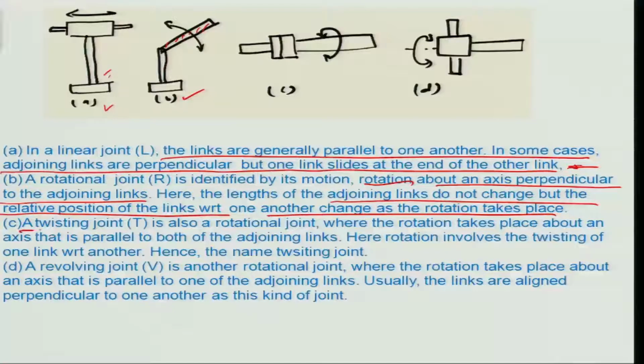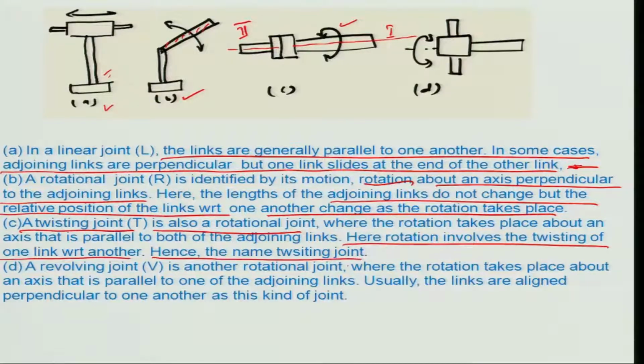Obviously, there is also a twisting joint T, which is also a rotational sort of joint, but now it is not about really changing the distance, but about changing the angular orientation of axis 1 with respect to that of axis 2. So, that is how twisting can be described. This rotation involves twisting of one link with respect to another, hence the name twisting.